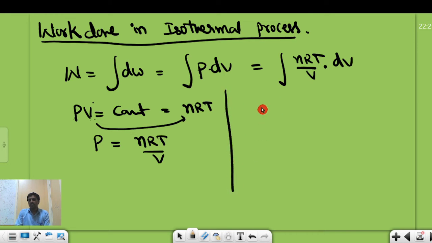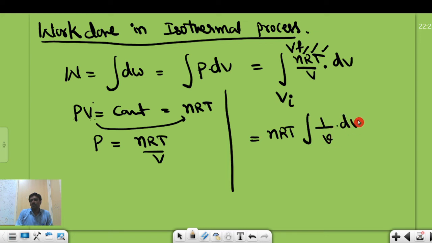Now integrate this equation with limits. At the initial condition volume is equal to Vi, at the final condition volume is equal to Vf. In this equation n is the number of moles, a constant; R is the ideal gas constant, which is also constant; temperature T is also constant because this is an isothermal process. So all these terms, nRT, are taken out, leaving integral of 1 by V into dV, with initial condition Vi and final condition Vf.